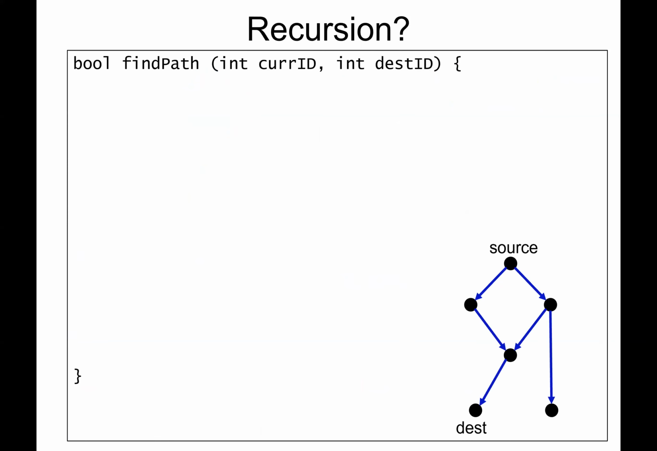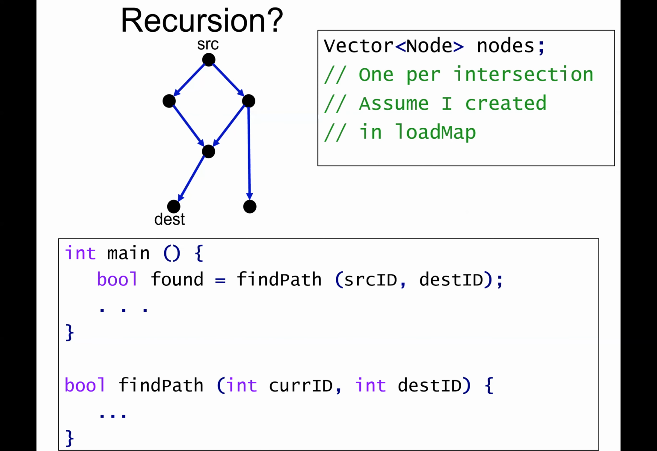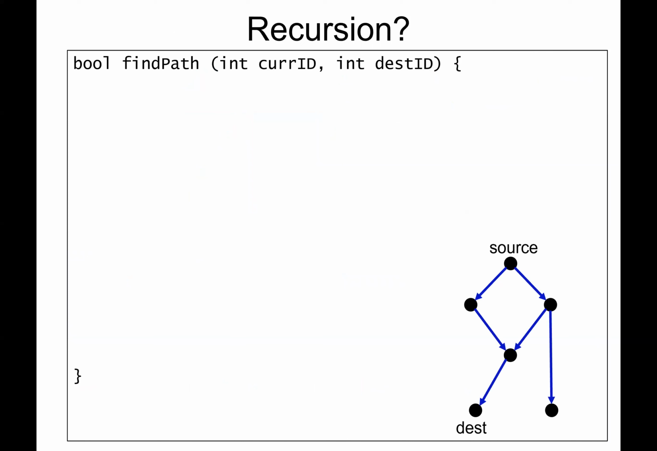Okay, so how am I going to code that? So here's my recursive start. I just call find path from source ID to dest ID. And now I need to think, okay, how do I actually code the recursion? The way the recursion is going to work is it has to work for any current intersection. Where am I right now? Not the source, just where I am right now. And I'm trying to go towards the destination. So what can I do to try to get closer to the destination? Any ideas? It's going to be close to what you coded for your binary search tree traversal in EC244, because that was a special case of depth first search in a graph.